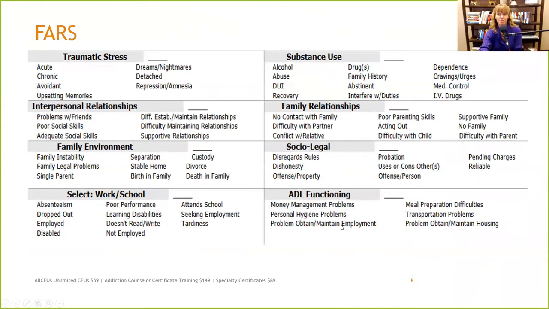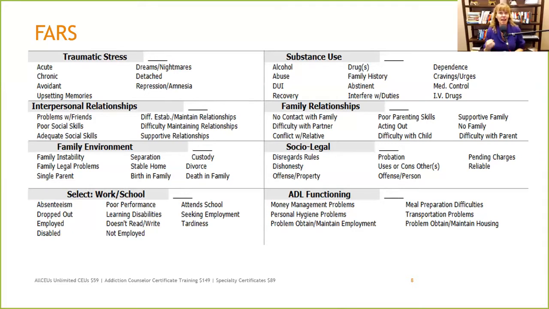Traumatic stress, substance abuse, interpersonal relationships, family environment, socio-legal, work and school, and activities of daily living functioning. So the FARS really gives you a pretty good biopsychosocial snapshot of what's going on and helps you rank, sort of in order of severity when you look at the whole sheet, which problems you need to work on first.